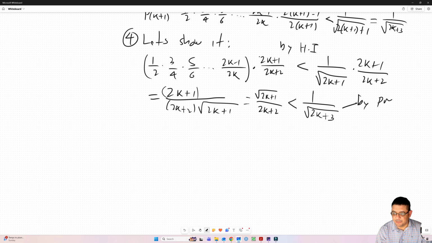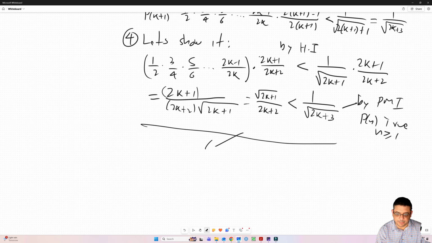By the principle of mathematical induction, we have that P of n is true for n bigger than 1. But let's showcase that this is actually true. So I'm stating here to conclude the proof that this is true. But let me show you that this is true. Turns out that, imagine that you have the square root of 2k plus 1, and you multiply by the square root of 2k plus 3.